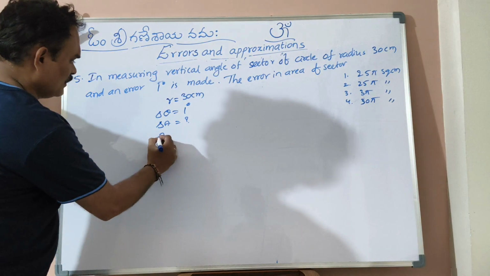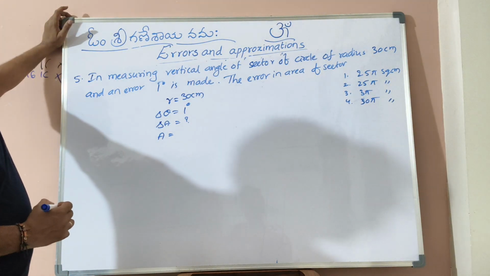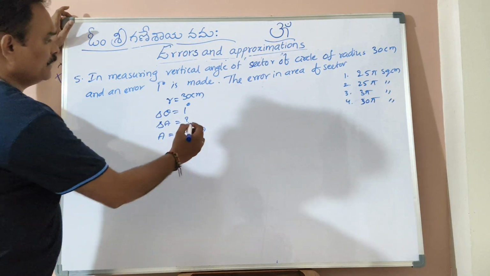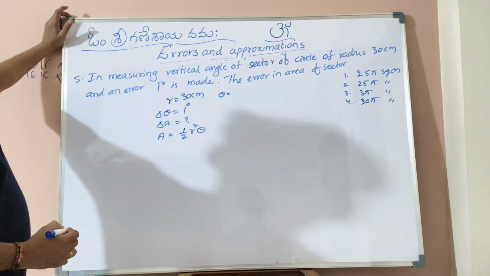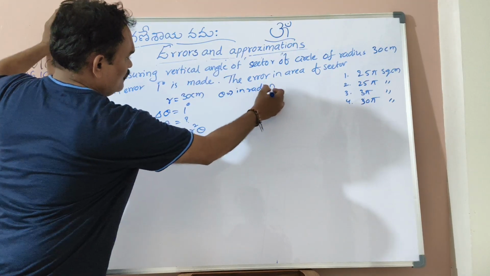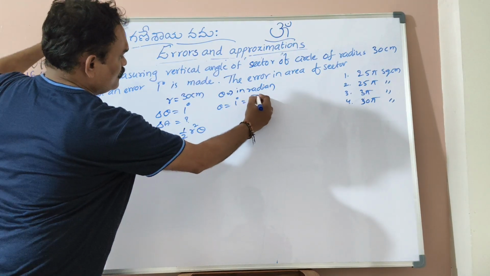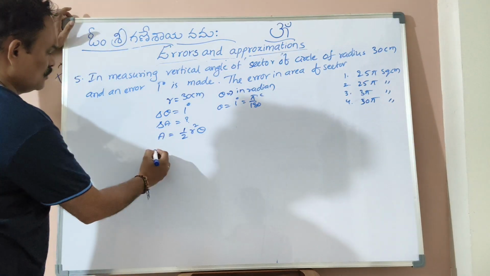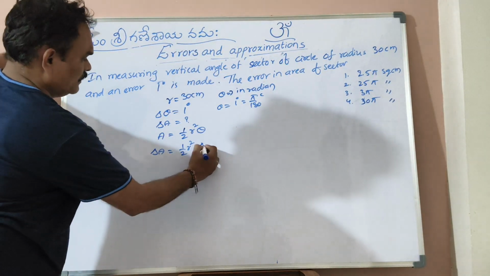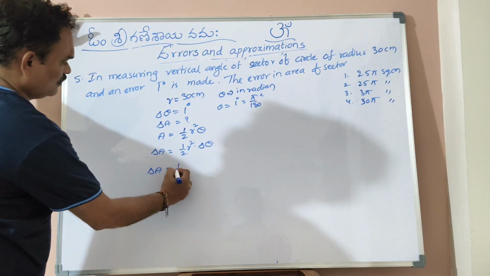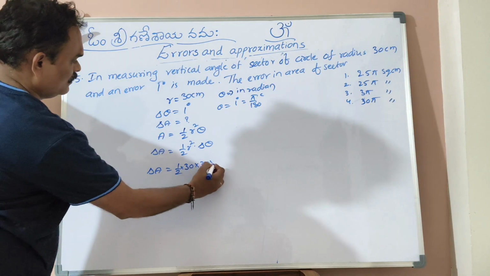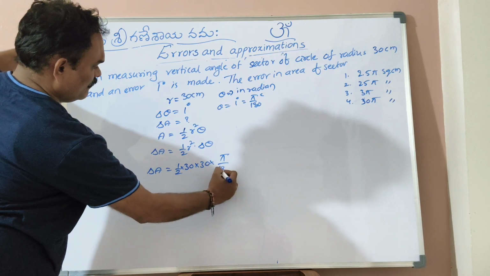So what is the formula between the area of the sector and the radius of the sector? A equals half r square theta. Here theta should be taken in radians. Theta only in radians. So here 1 degree equals pi by 180 radians. So delta A equals half r square delta theta. So delta A equals half. What is r square? 30 into 30. What is delta theta? Pi by 180.